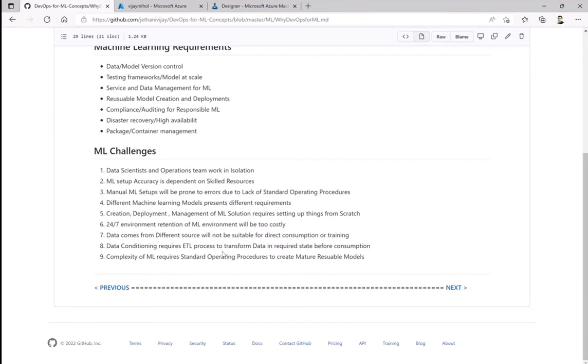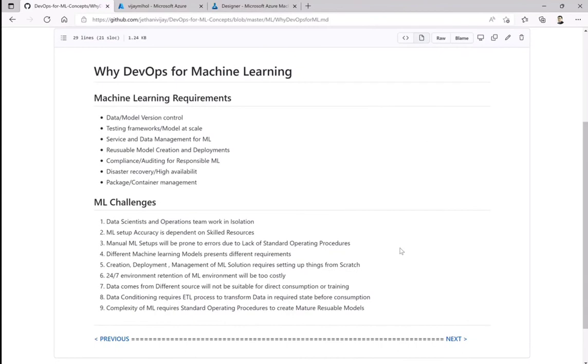That is where our DevOps methodology comes in handy for the implementation of any ML model. Okay, so all data conditioning, ETL or ELT processes, all those things can be taken care of with the help of the DevOps implementation. Okay, so again, I will pause here for a while so that you can go through those requirements as well as the challenges which we face for ML.